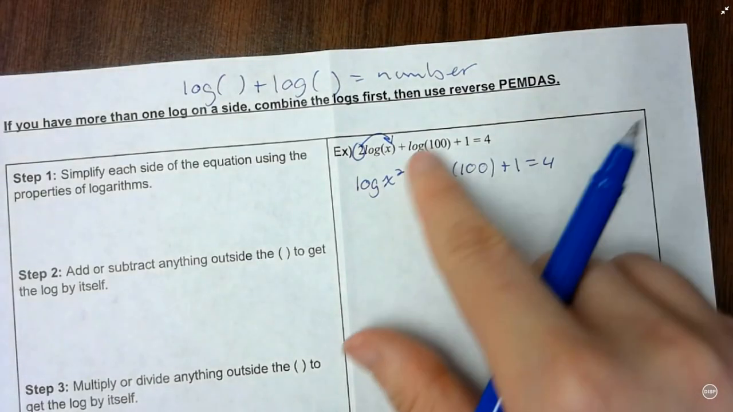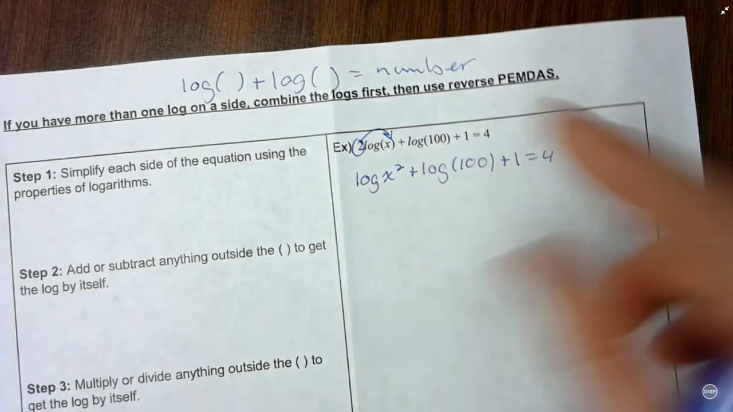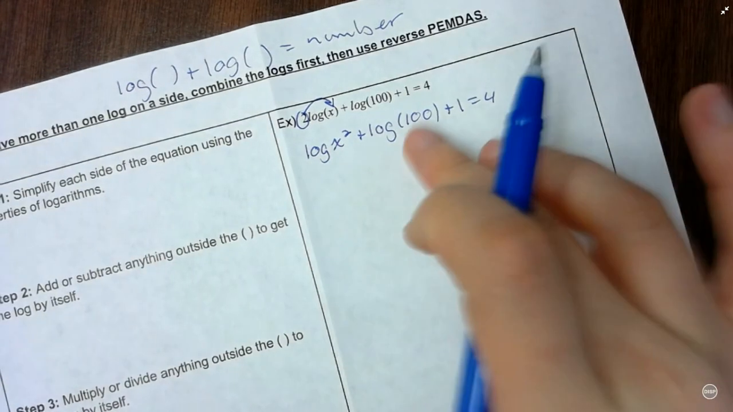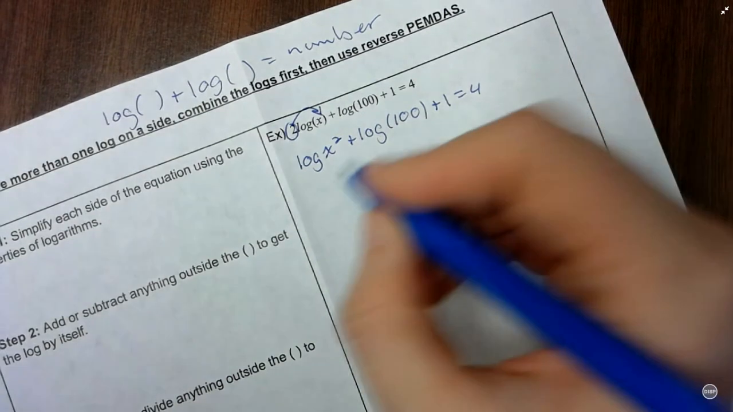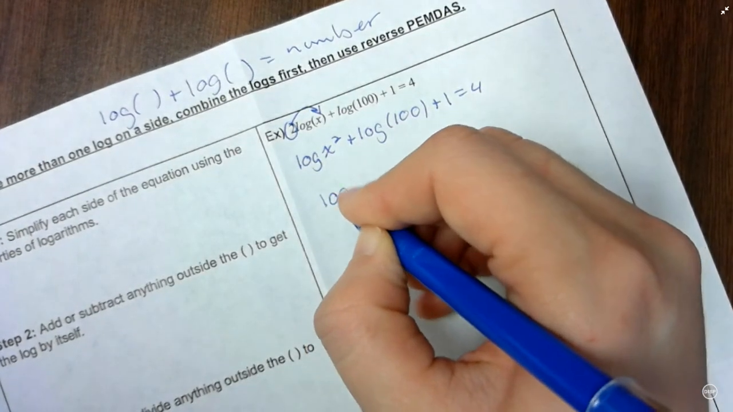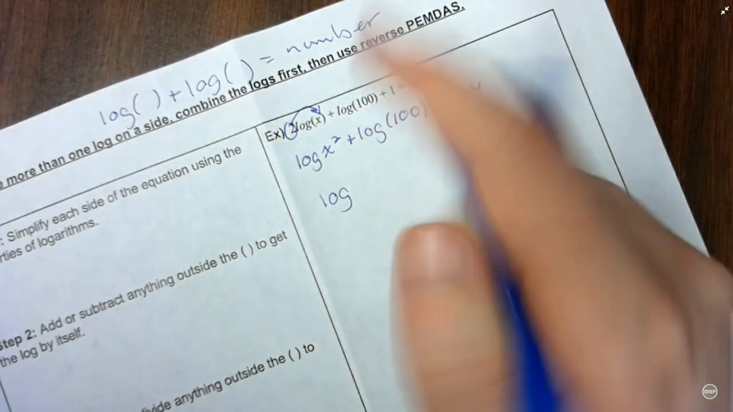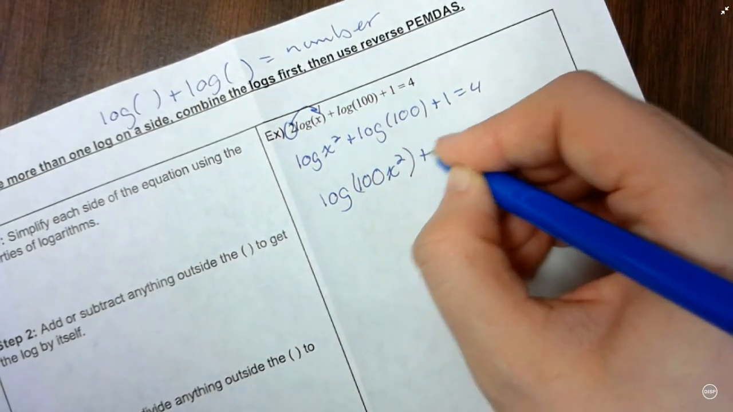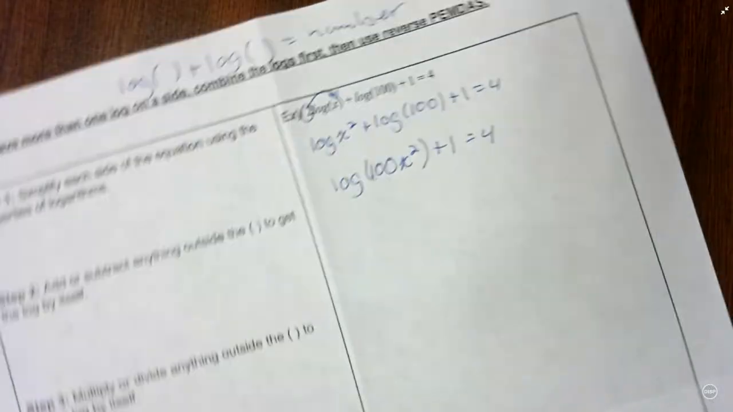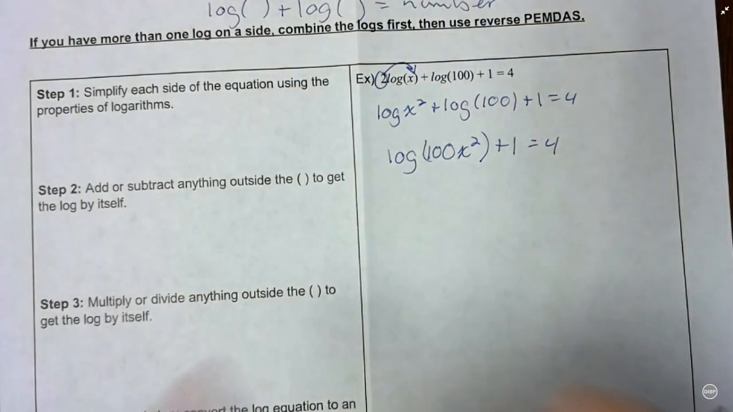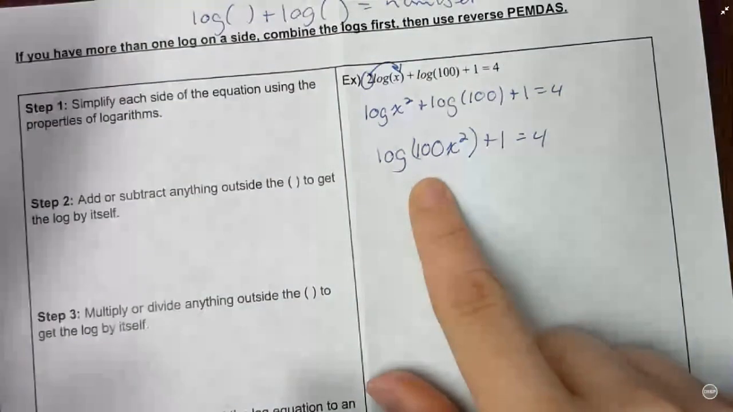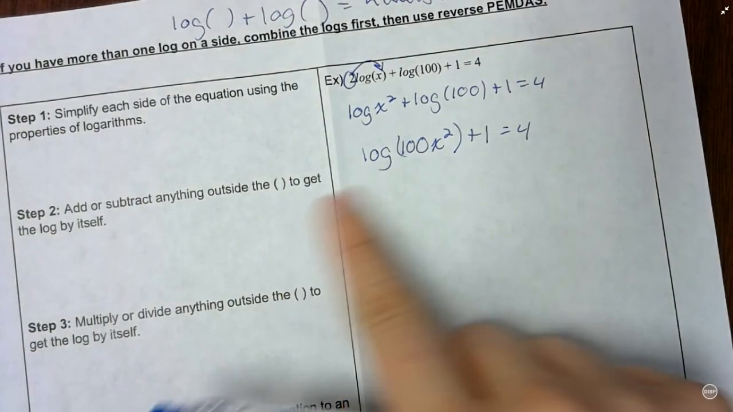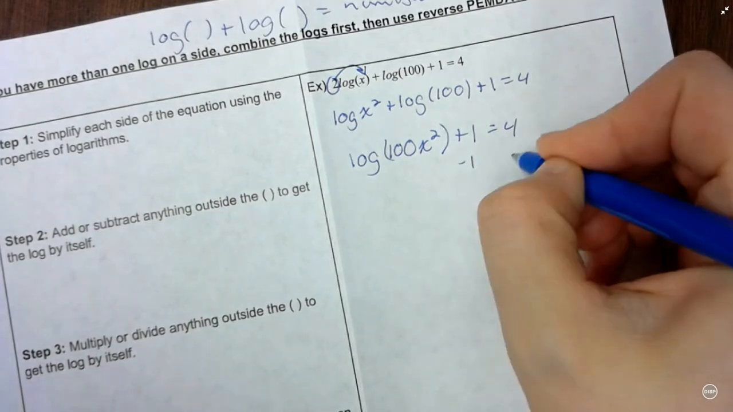And again, you could just replace log 100 with 2. In some cases, you don't want to do that because you're going to end up with a decimal. So let's kind of practice this way for now. So log and multiply these together, 100x squared plus 1 equals 4. All right, cool. I've combined my logs into one, and now I just have to do reverse PEMDAS. So first add or subtract anything outside parentheses. So subtract 1, subtract 1.